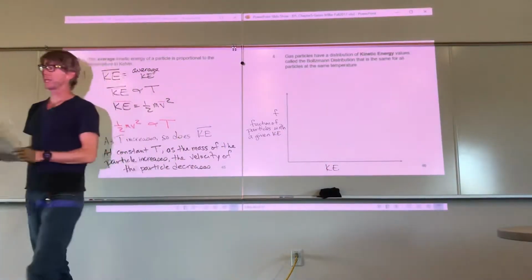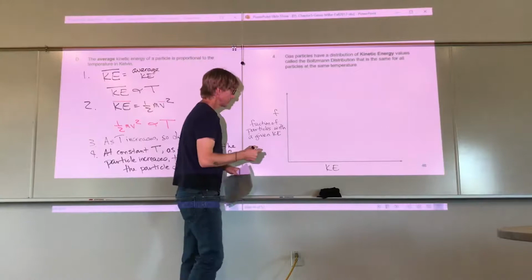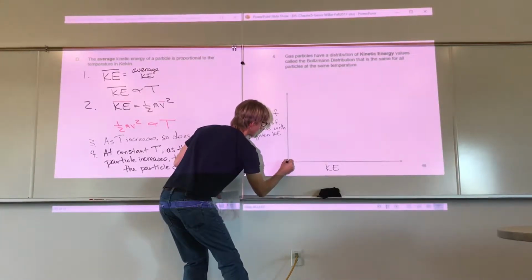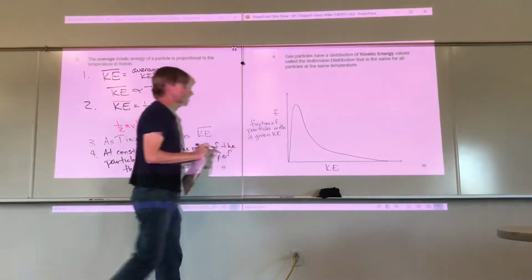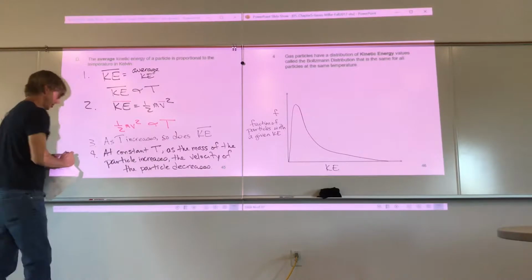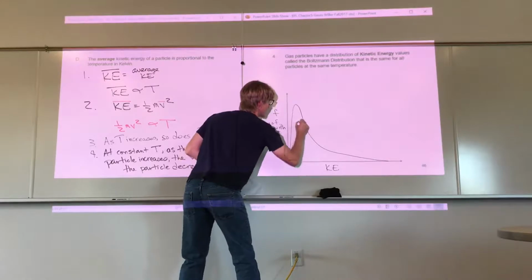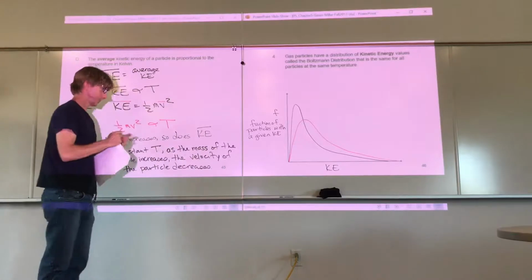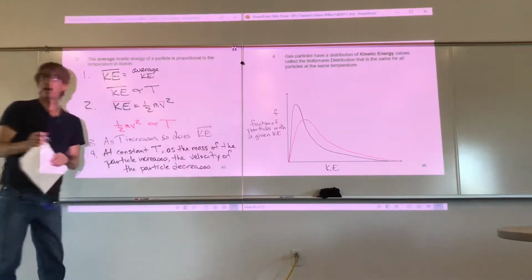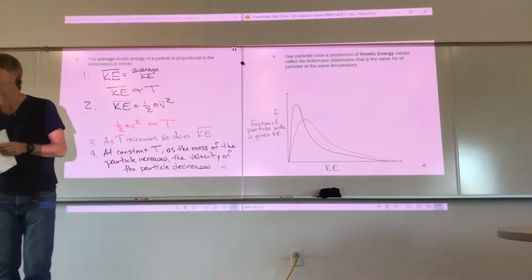And the x-axis is kinetic energy. Let me draw one of the curves, and let me draw another one of the curves here too. And you'll notice that these have no axes, no numbers on the axes. They do have axes, but no numbers on the axes. These are qualitative pictures.